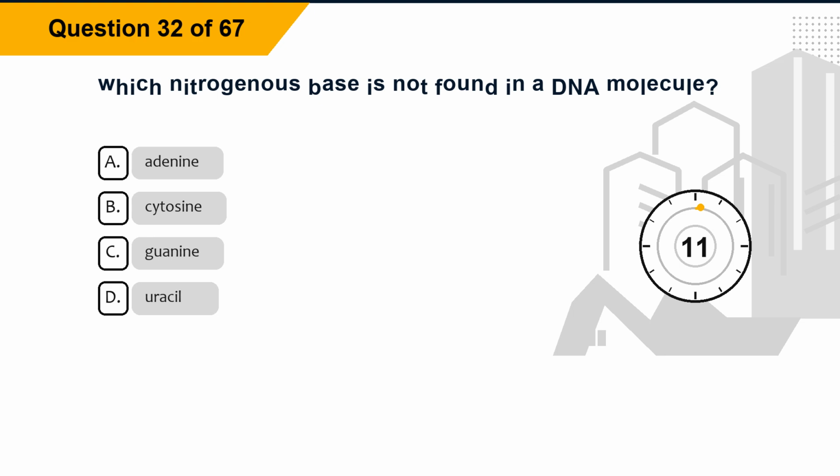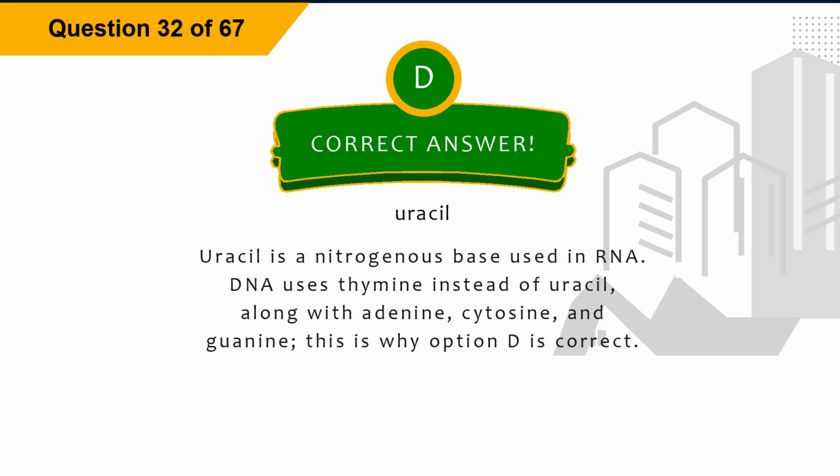Question 32. Which nitrogenous base is not found in a DNA molecule? Option A, adenine. Option B, cytosine. Option C, guanine. Option D, uracil. The correct answer is option D, uracil. Explanation. Uracil is a nitrogenous base used in RNA. DNA uses thymine instead of uracil, along with adenine, cytosine, and guanine. This is why option D is correct.